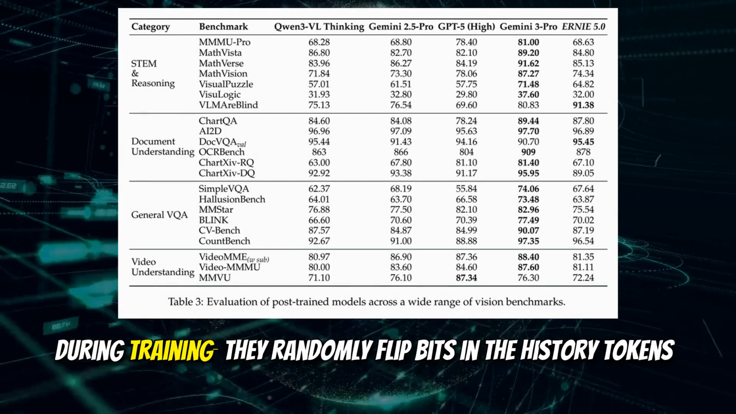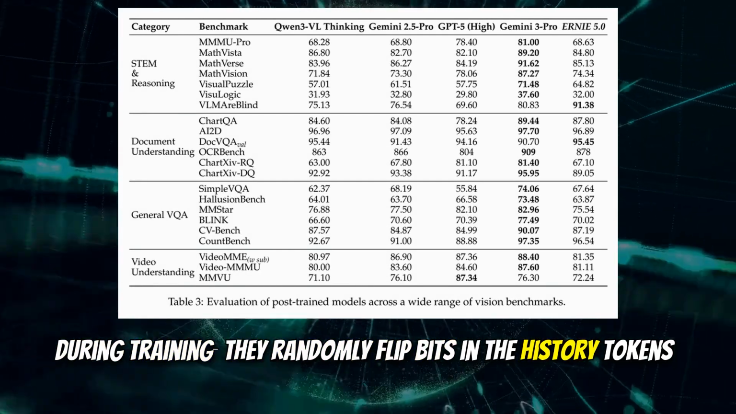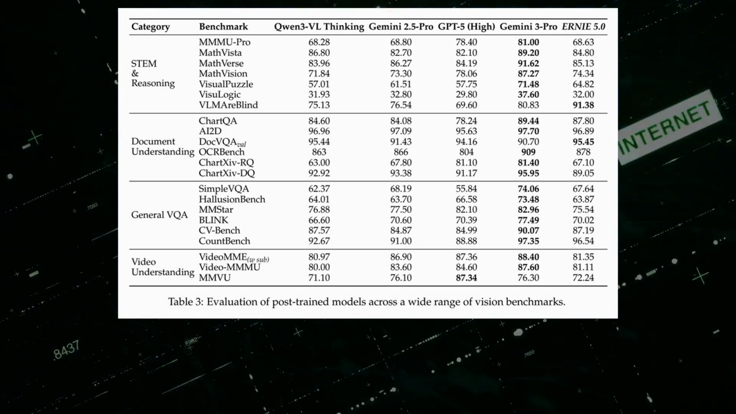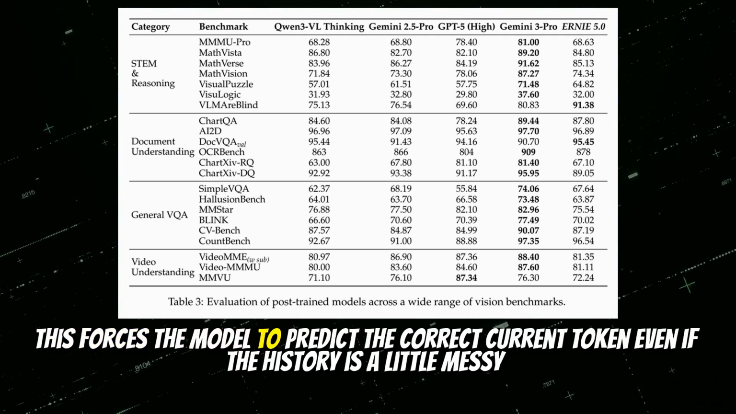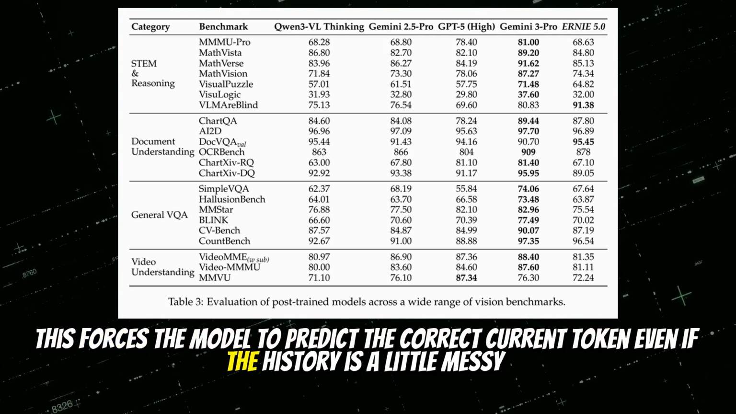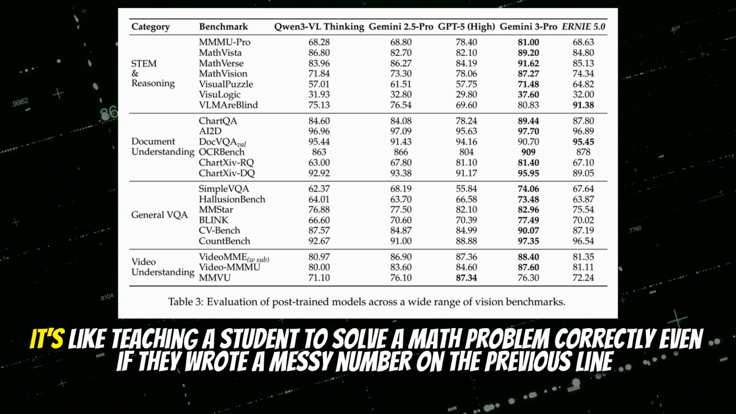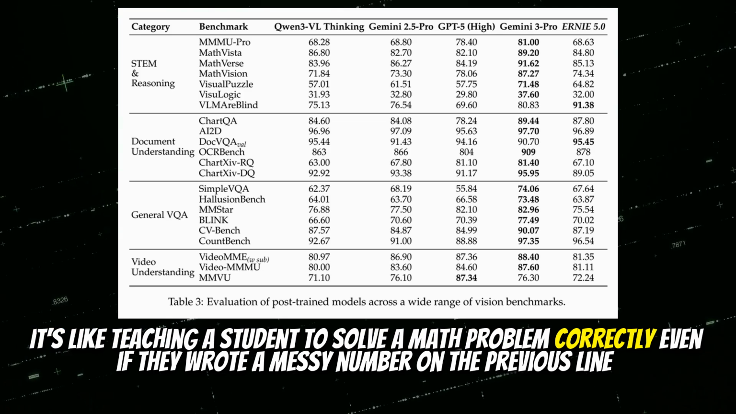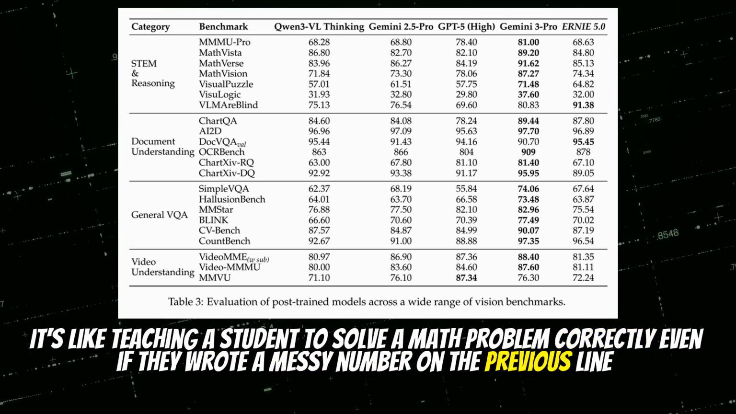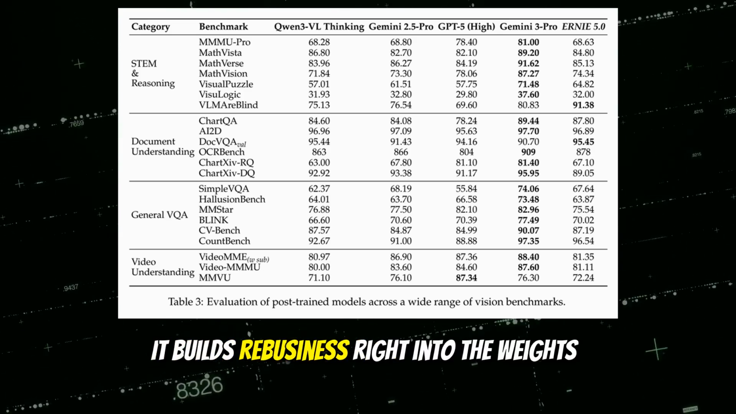Exactly. During training, they randomly flip bits in the history tokens. They corrupt the past. This forces the model to predict the correct current token, even if the history is a little messy. It teaches the model to self-correct. It's like teaching a student to solve a math problem correctly, even if they wrote a messy number on the previous line. That's clever. It builds robustness right into the weights.